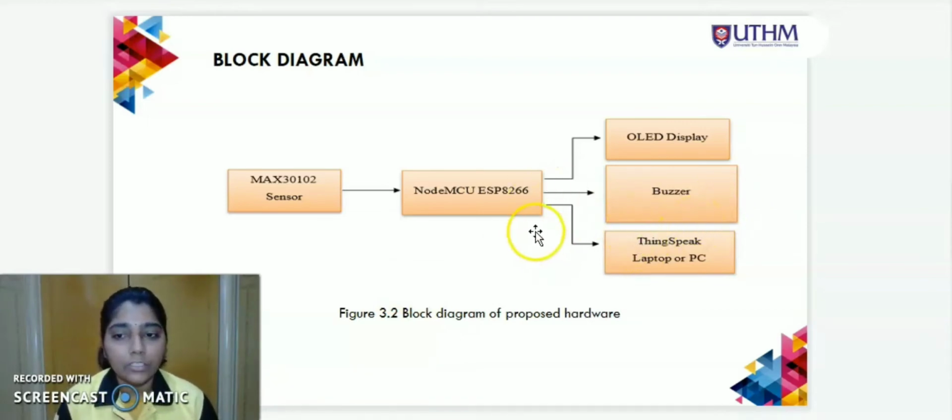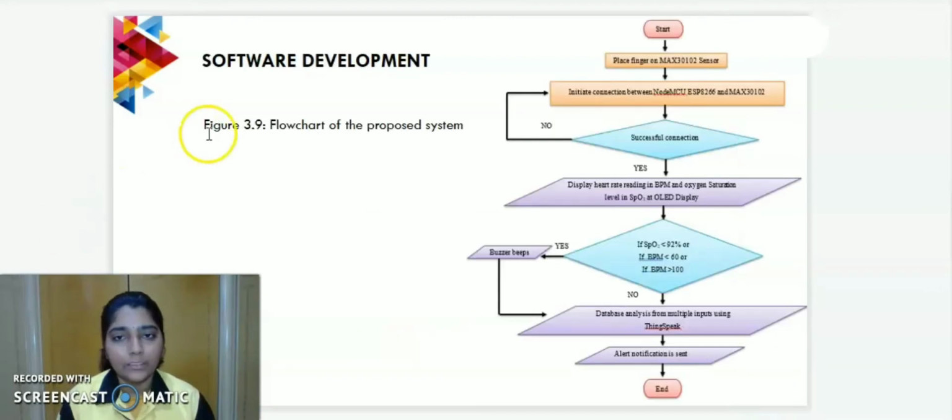So the heart rate and the oxygen saturation reading will be displayed on the OLED display, and the data will be analyzed through ThingSpeak, and then it will be displayed on the laptop or the PC. So if the reading of the oxygen saturation is more than 92% and the BPM is less than 60 or more than 100, the buzzer beeps and the users will receive notification as an alert sign. Next would be the software development.